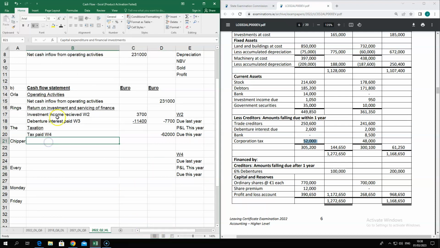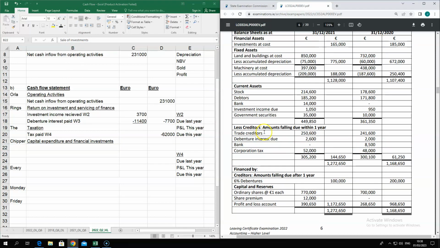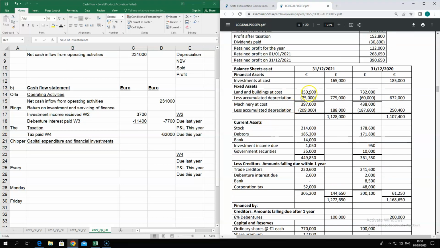Okay, CHIP or capital expenditure and financial investments. So capital expenditure. Have we bought any buildings or land? We started with 732. It's now gone up to 850. So we have the purchase of our buildings. So the difference between that is 118,000, and it's money going out.